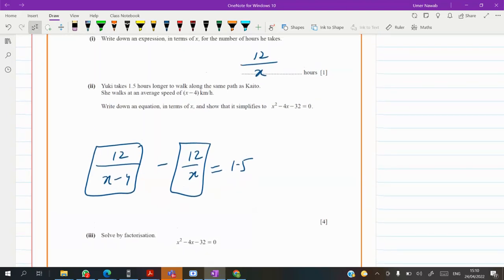Now, let us try to simplify it. I need to write it small to keep some space for working. Minus 12 over x is equal to 1.5. I'm going to erase this.